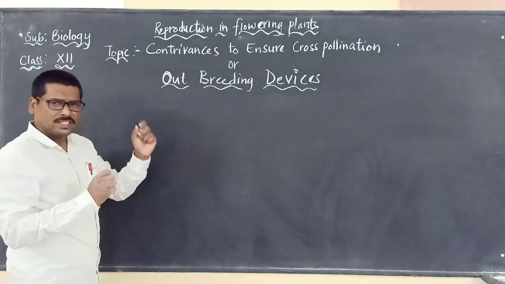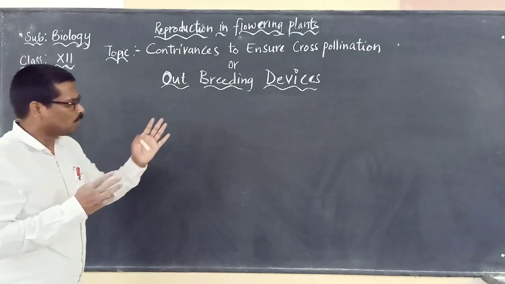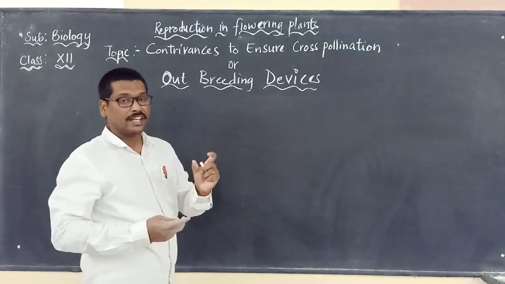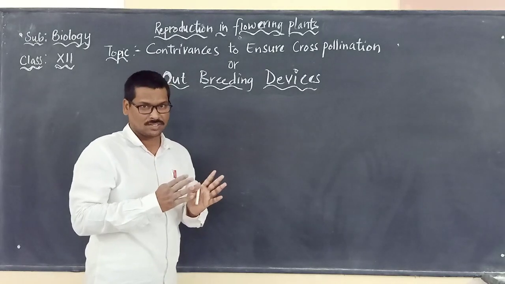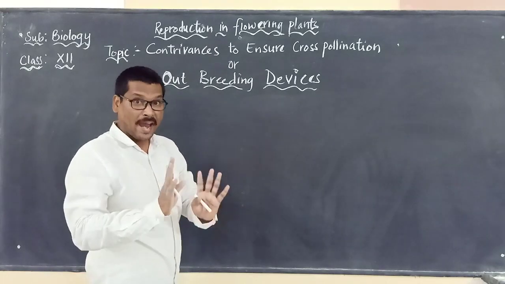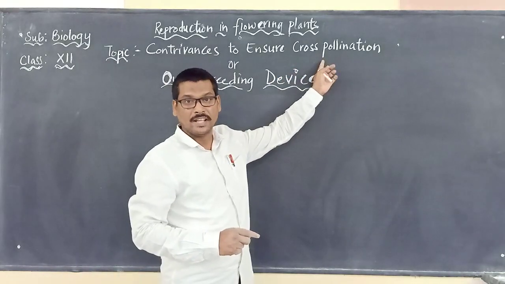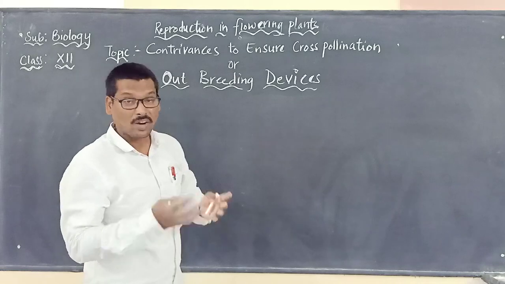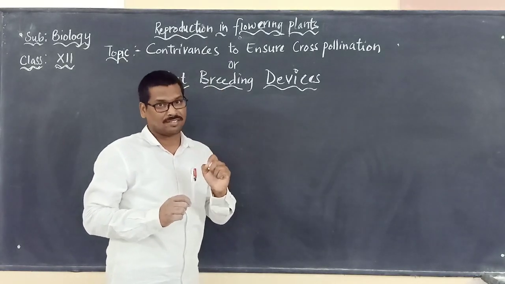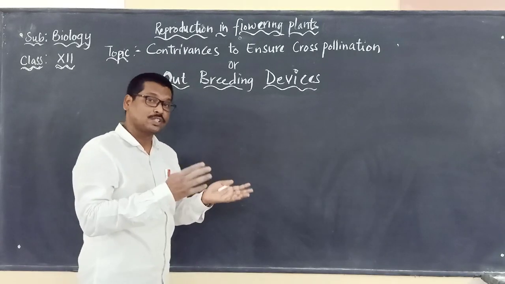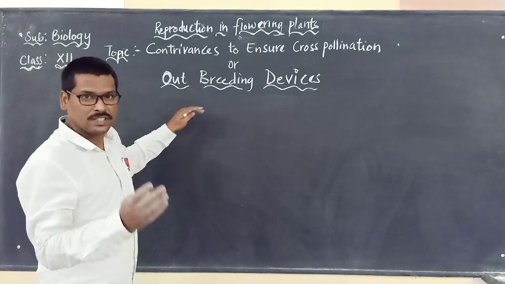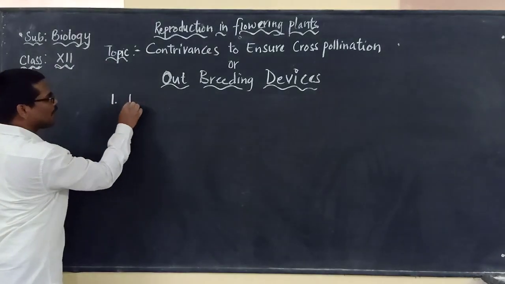So what is the first outbreeding device? What do we mean by outbreeding devices? The bisexual flowers show some adaptations to overcome self-pollination and prefer cross-pollination. They will go for cross-pollination, not self-pollination. That is why in the previous video we said that self-pollination is rare. The first outbreeding device is dichogamy.